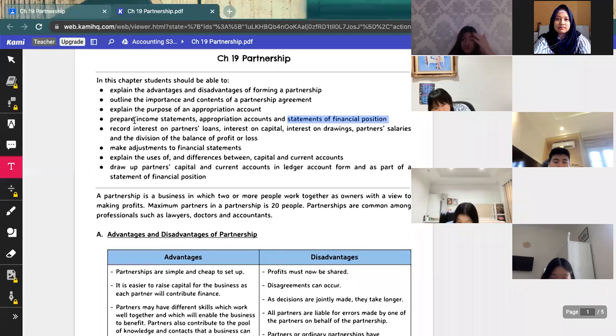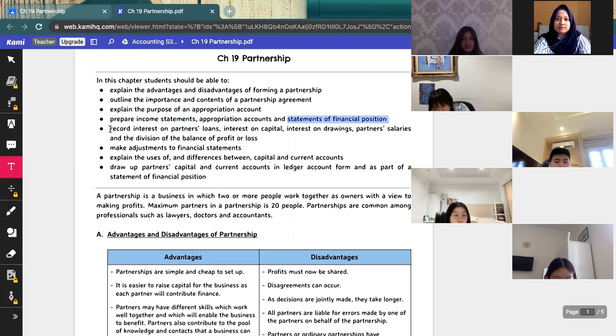In this chapter, you must already understand and be able to do the income statement without having to look at notes, and then the statement of financial position also. So you have to be good at the income statement and the statement of financial position.